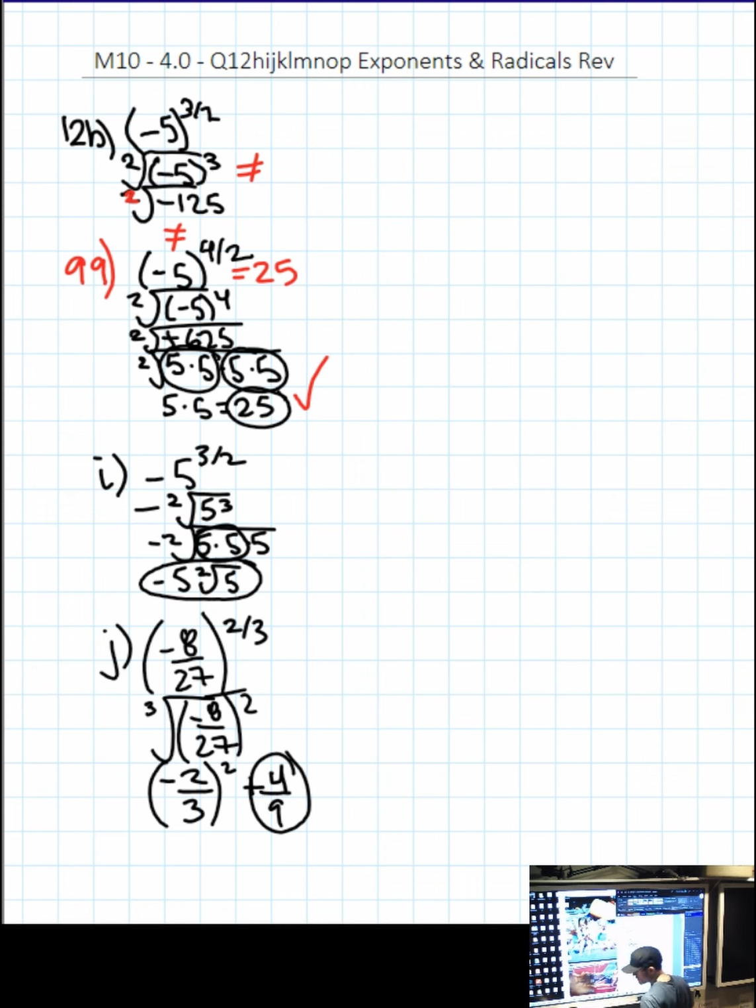Now if I type in the question, I'm going to have open bracket, negative 8 divided by 27, close bracket to the exponent 2 divided by 3, and I get equal to 0.4 repeater, and the answer is also 0.4 repeater, so we are correct.